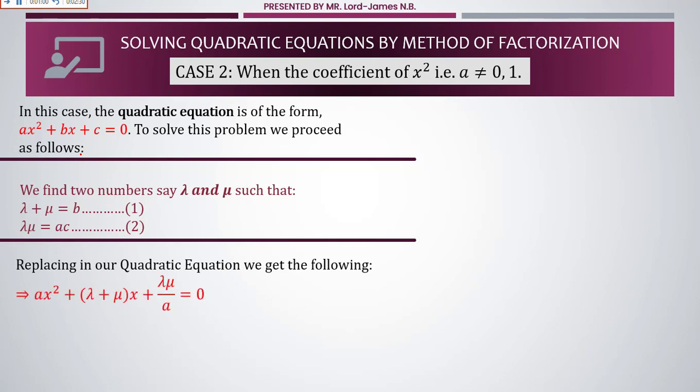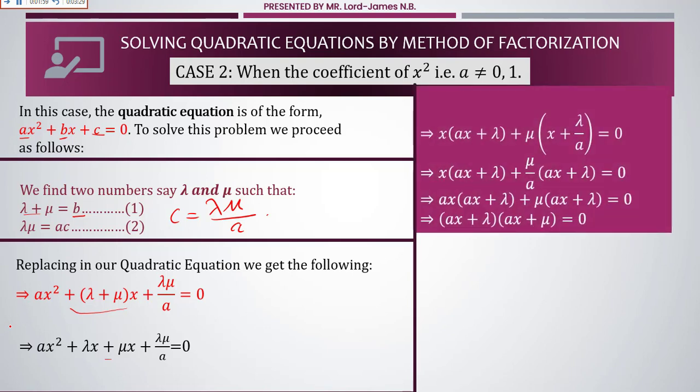If we replace this expression in the quadratic equation, we get the following. Replacing b by lambda plus mu in our equation ax squared plus bx plus c, we get that b is lambda plus mu as seen on the screen, and making c the subject in equation 2, c is equal to lambda mu divided by a, and that's what we observe here, equal to 0. Simplifying or expanding the expression, we get ax squared plus lambda x plus mu x plus lambda mu on a equal to 0, where I have simply expanded this bracket in order to get this expression.